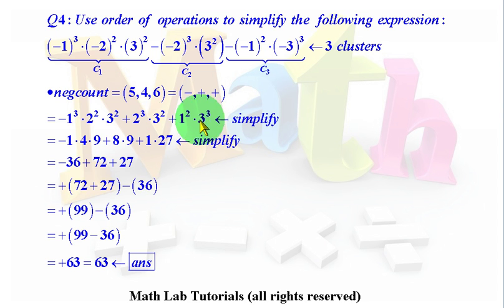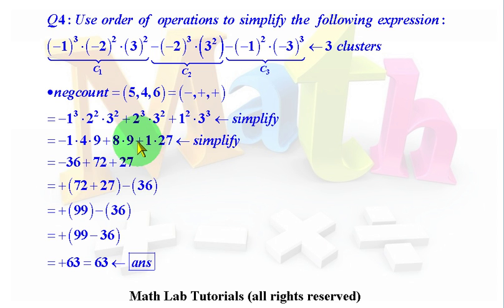Okay? So, again, we have the three clusters. Cluster 1, Cluster 2, Cluster 3. We've already done our neg counts for each cluster. So now it comes down to evaluating some products. 1 to the power 3 is just 1. 2 to the power 2 is 4. 3 to the power 2 is 9. 2 to the power 3 is 8.